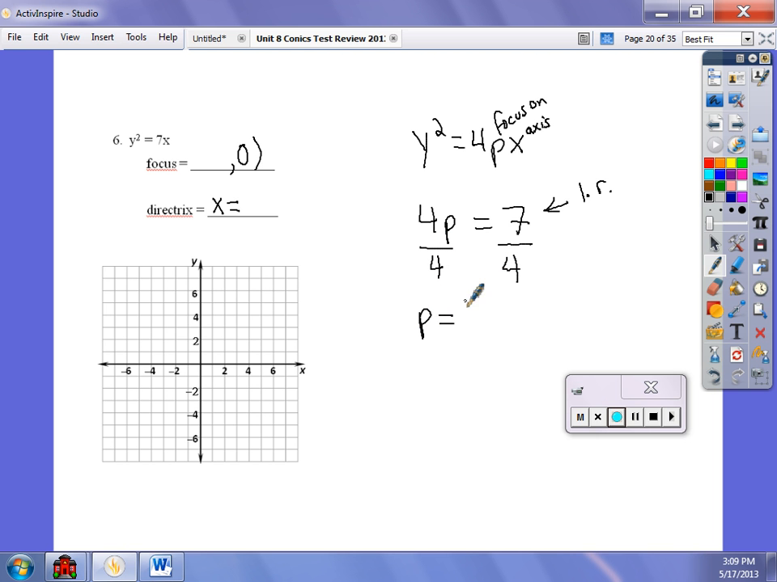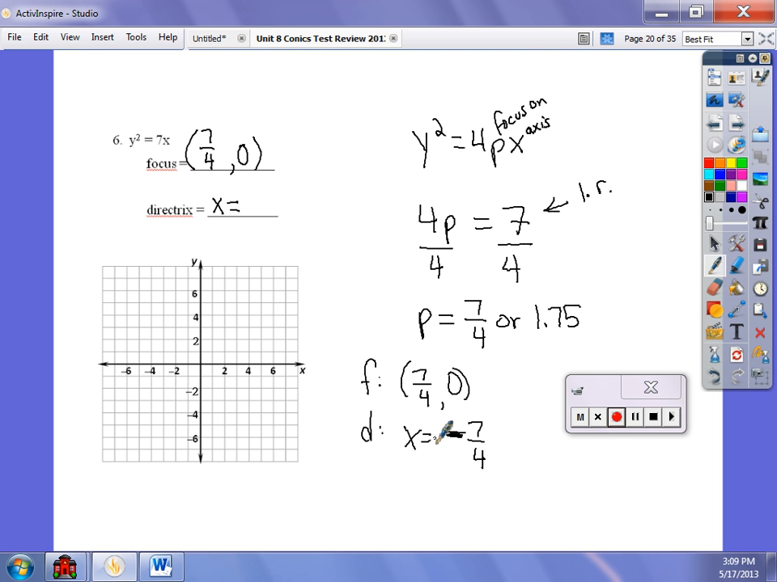So p is equal to 7/4, or some of you I know did 1.75. That's fine. I don't mind that because we'll use the 1.75 for graphing. So remember, your focus is on the x-axis, so this is going to come first, and then we'll end it with 0. That means my directrix is the opposite. So the opposite of 7/4 is going to be negative 7/4. x equals.